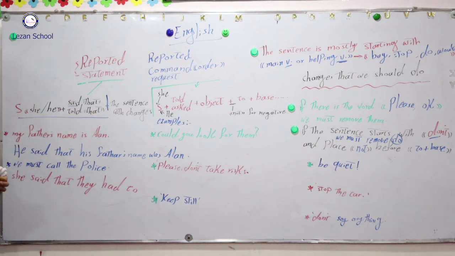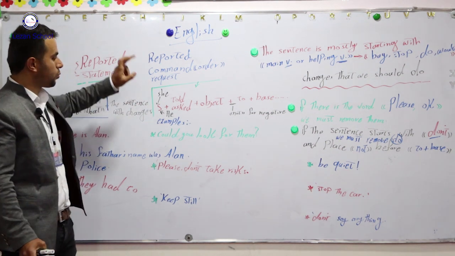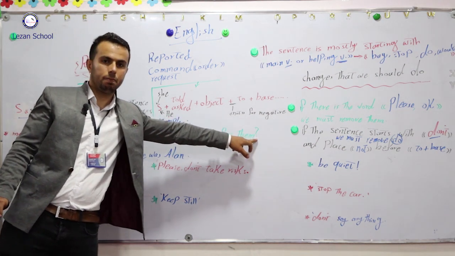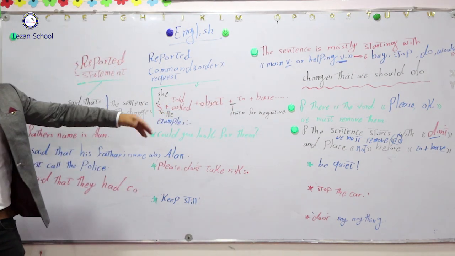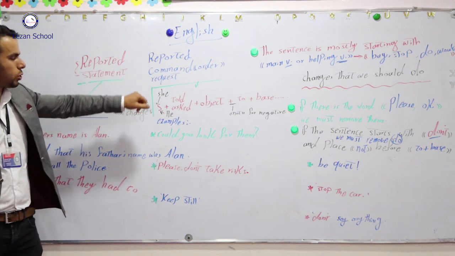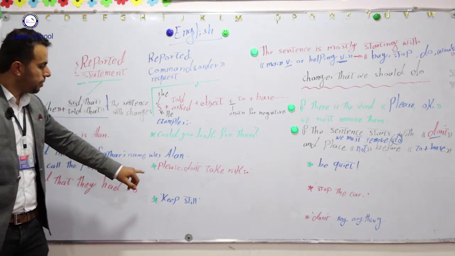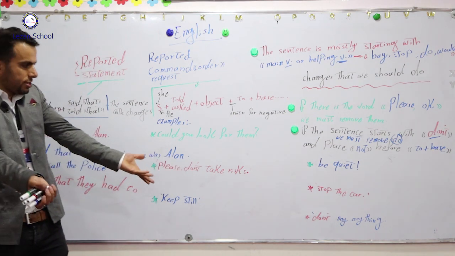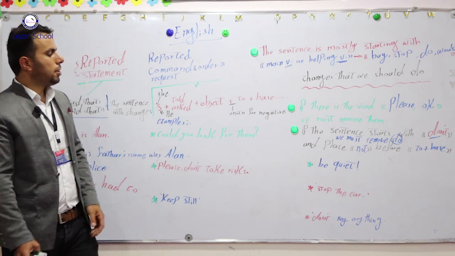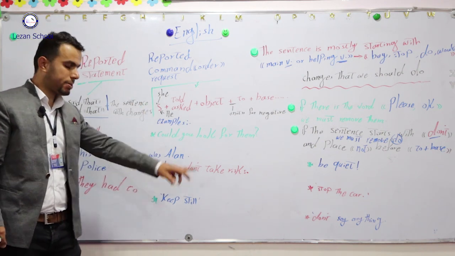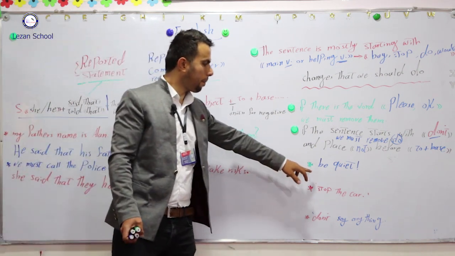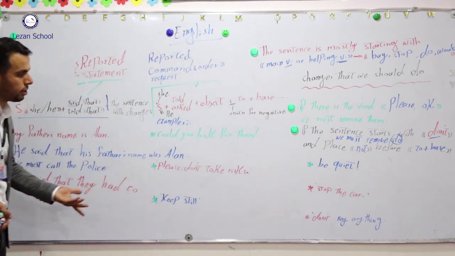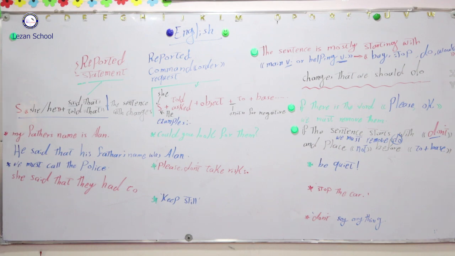So what shall we do? Yes. We said if it's a request, could you look for them? There is a question mark. It's polite. Could you? So it's a request. Please don't take risks. It's polite. But keep still. Be quiet. It is impolite. So it's what? It's a command.